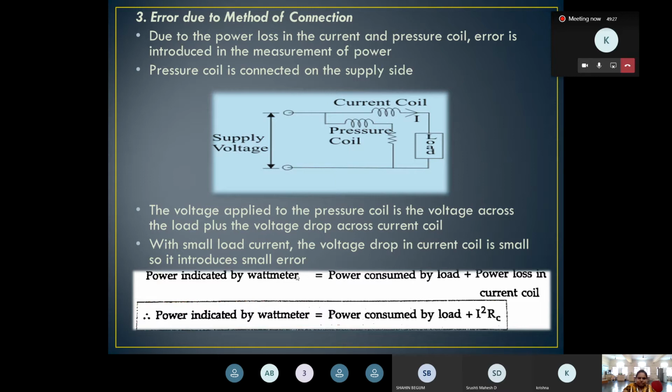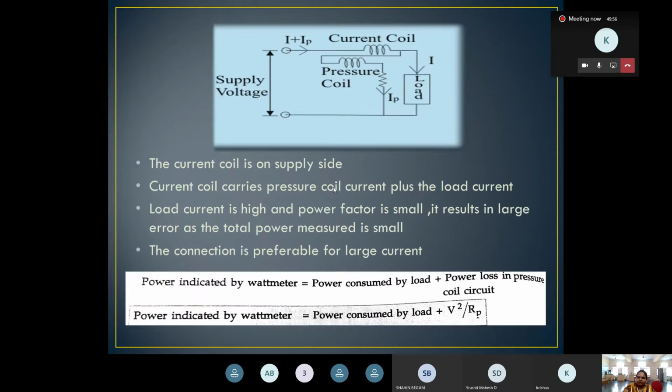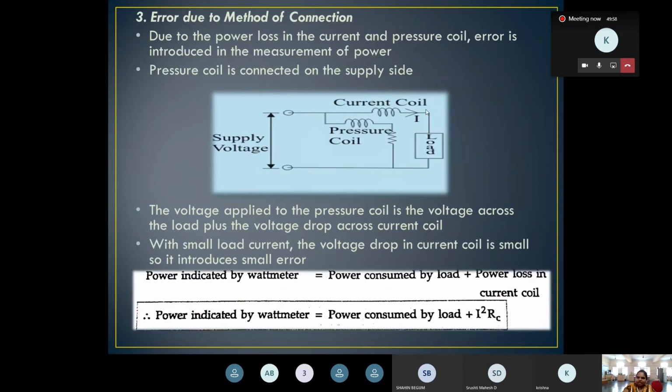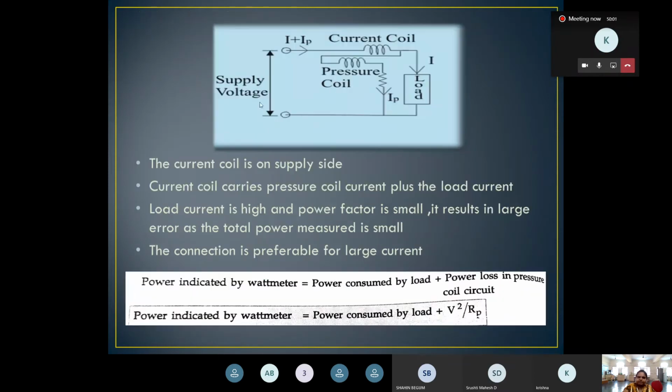Power indicated by a wattmeter is taken as power consumed by the load plus power loss in the current coil. Power loss in the current coil is I square into RC, where RC is the resistance of the current coil.